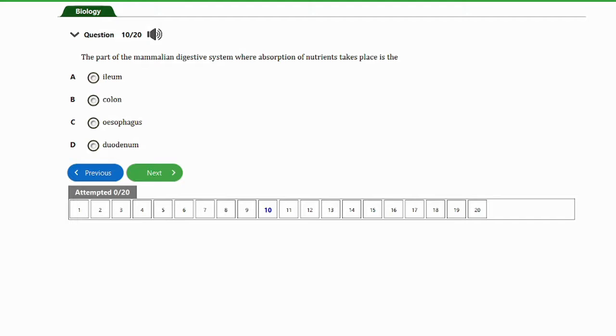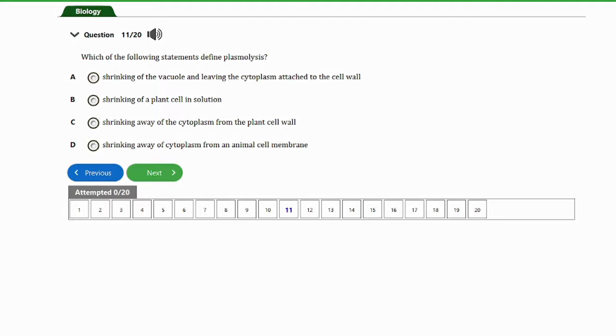So once you pass the ileum, you'll get into the colon or the large intestine, where you will now have absorption of water and electrolytes and not nutrients. So guys, the major absorption of nutrients in the digestive system of mammals is the ileum. So guys, that's option A. So let's look at the next question, guys.